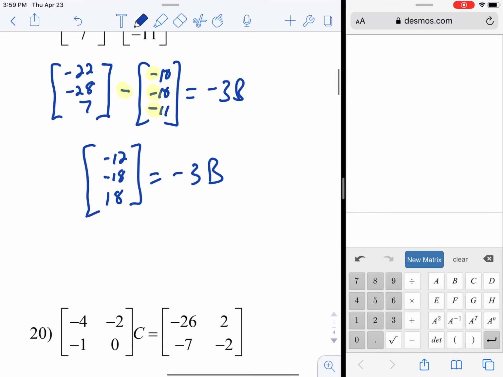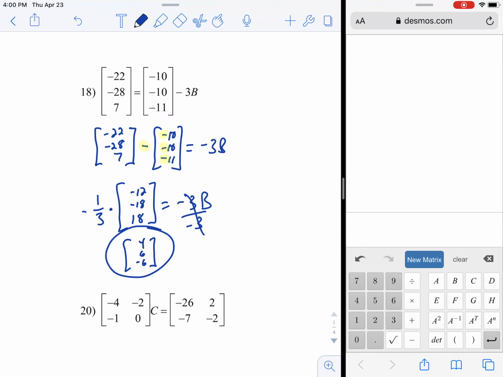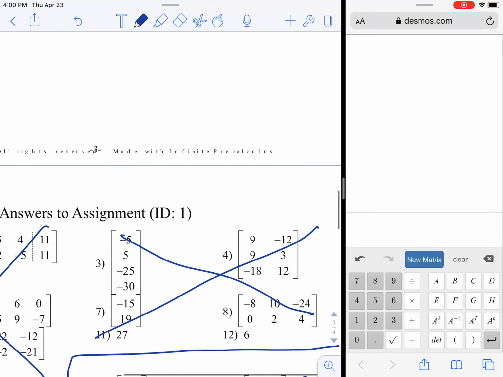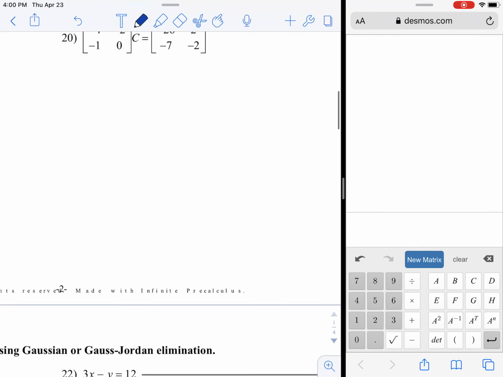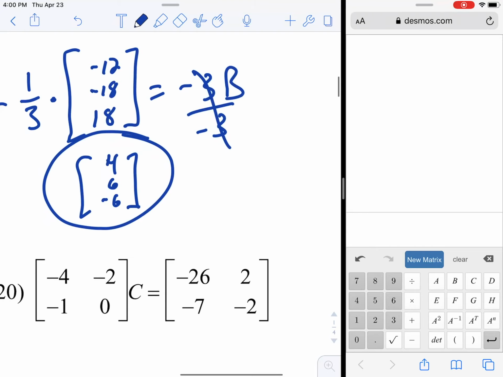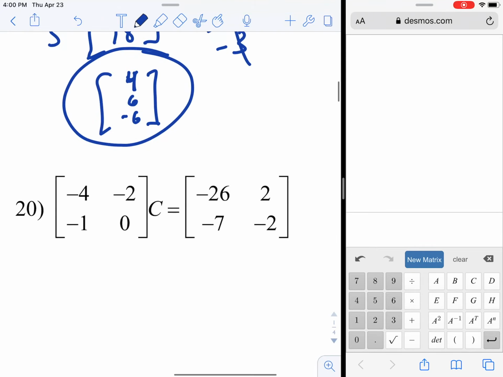And to finish this, if it was a regular equation, we'd say divide by 3 on both sides. You can still think that it'll work out, but you're supposed to multiply by -1/3 instead of dividing by -3. Whatever, it cancels out. -1/3 times -12 is 4. -1/3 times -18 is 6. -1/3 times positive 18 is -6. So 4, 6, -6. Right there. So looking good. Except that 4 looks like a y here. No, it's a 4.